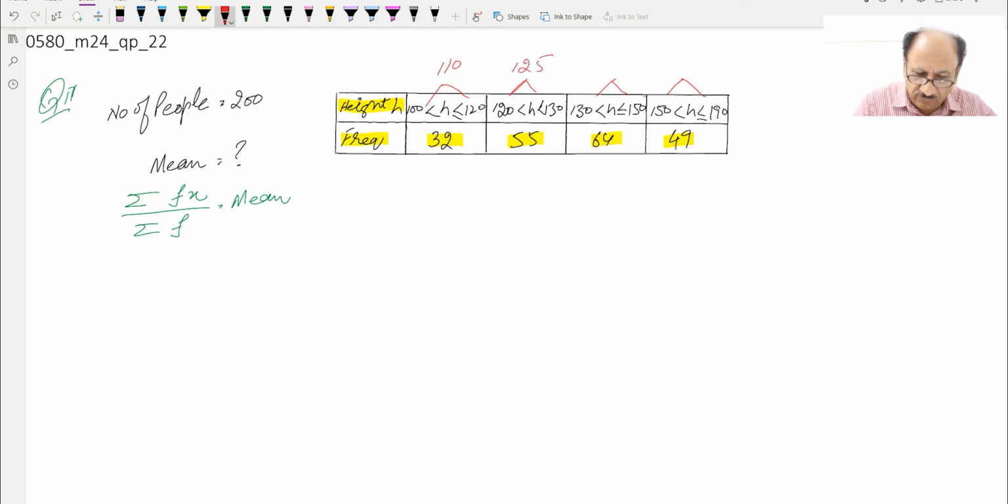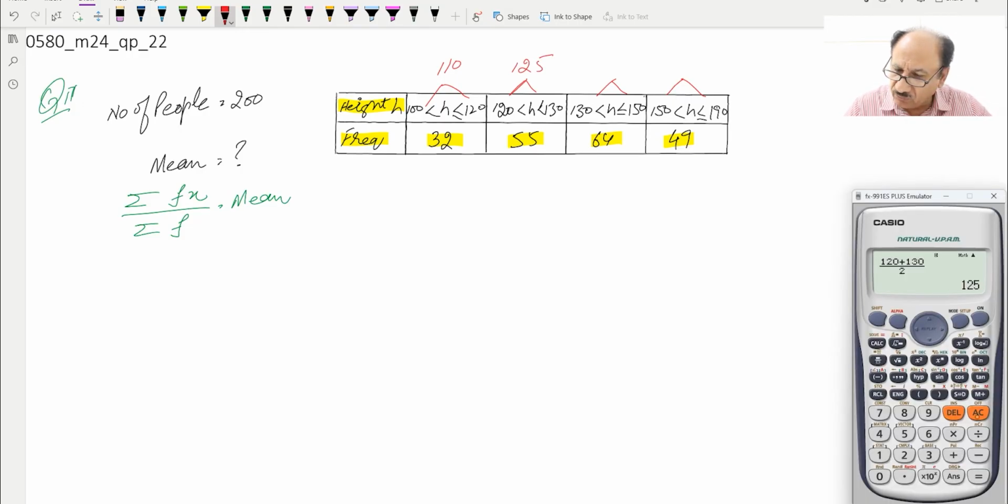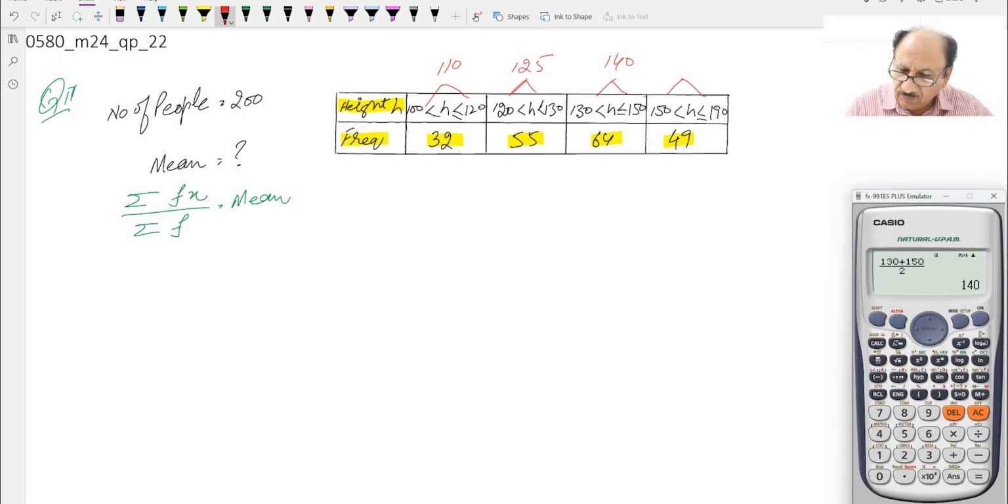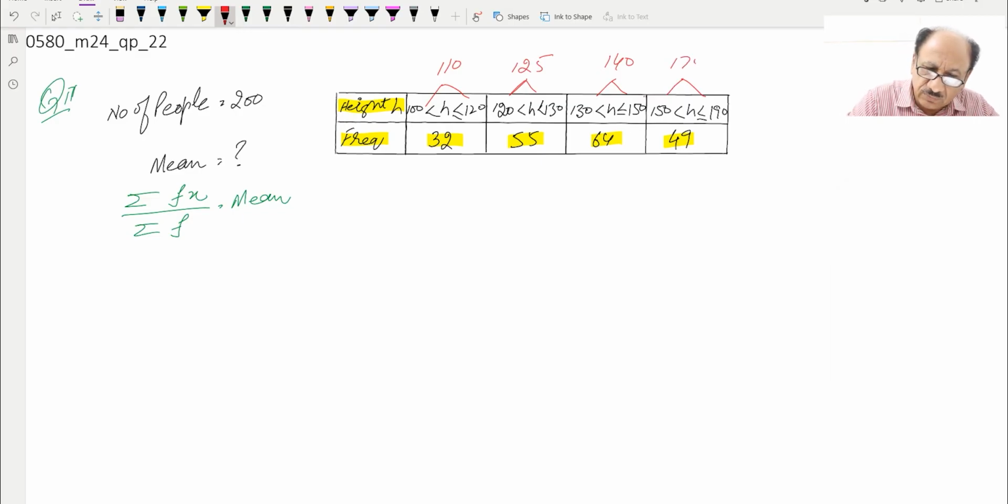So this will be 125, and next step 130 plus 150. So we can write 130 plus 150 divided by 2 will give us 140. Mid range is 140, and this is the method which we are using for group data. So this will be 150 plus 190 over 2, and this is equal to 170. This is mid range.